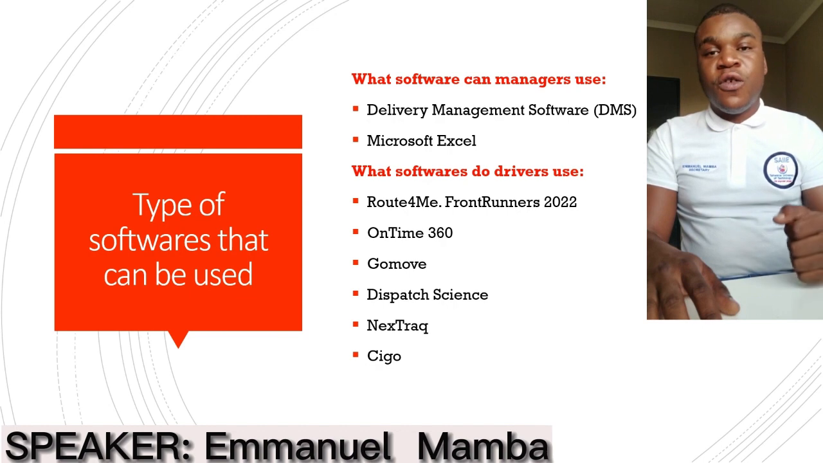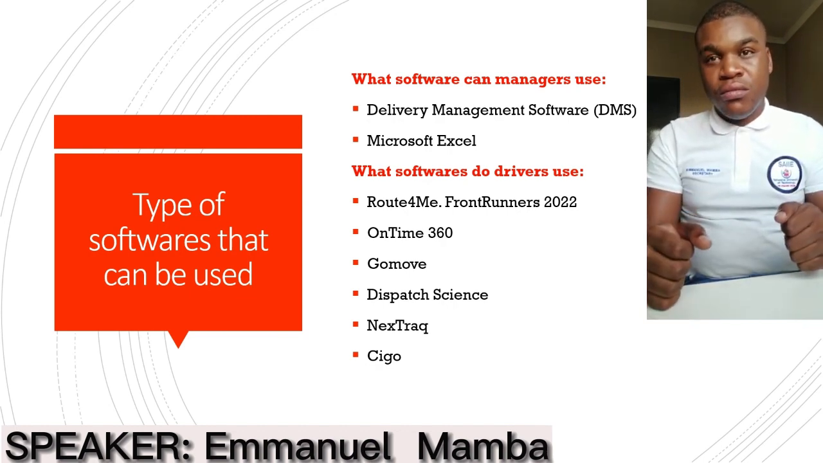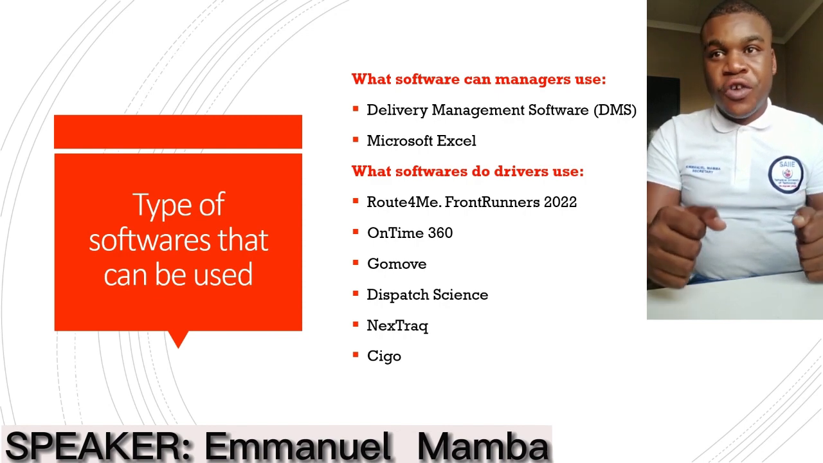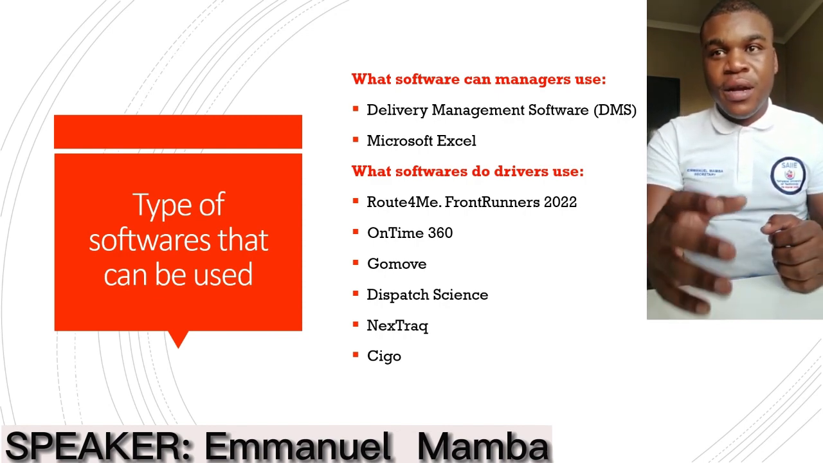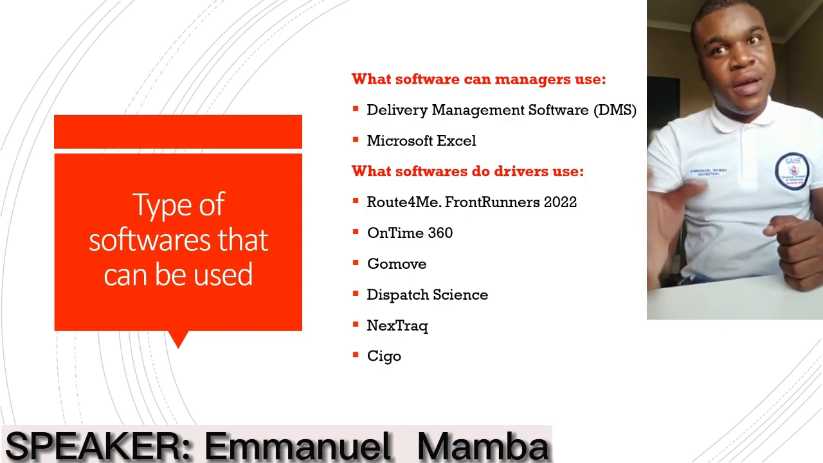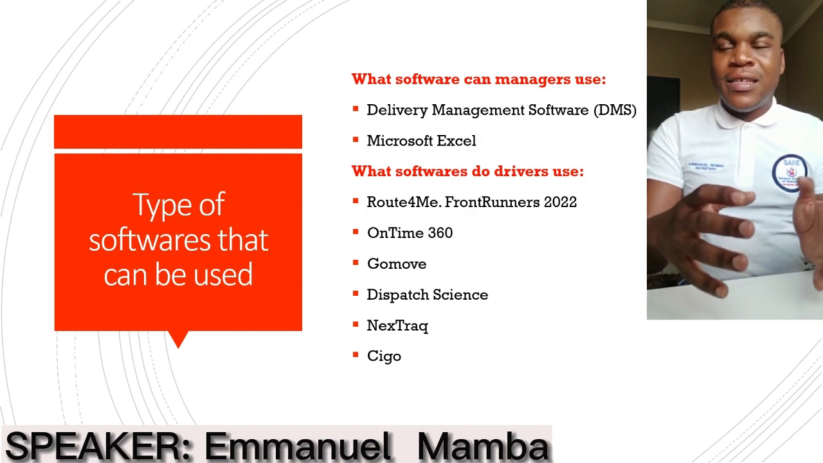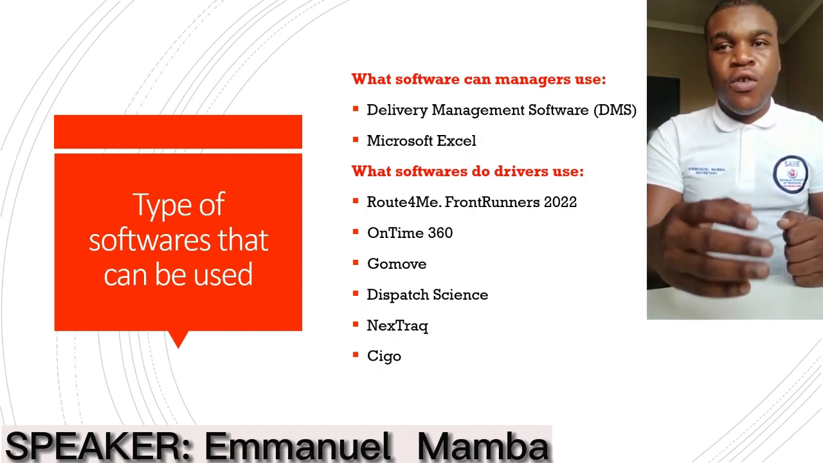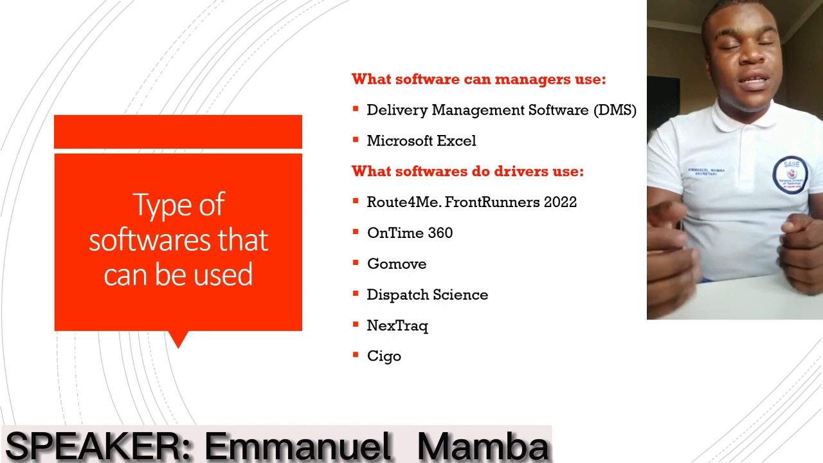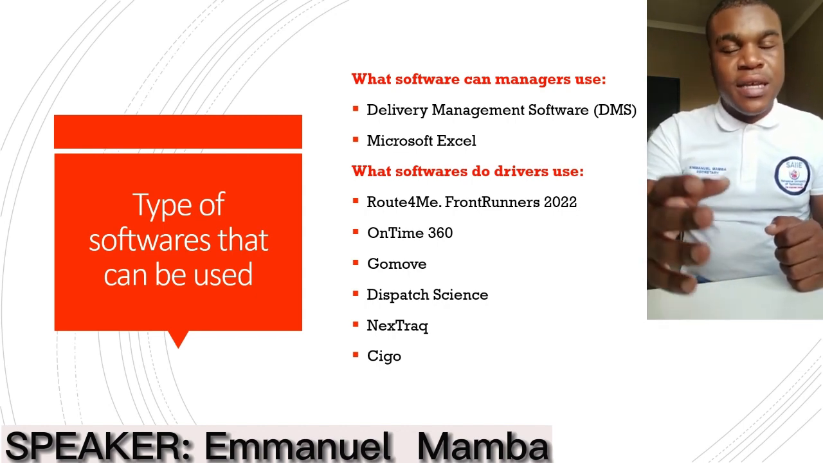There are some types of software that can be used to produce a delivery schedule. What software can managers use? There's a software called Delivery Management Software, also known as a DMS, and Microsoft Excel. And there are some other software that drivers can use, such as Road for Me, OnTime 360, GoMove, Dispatch Science, and so forth.